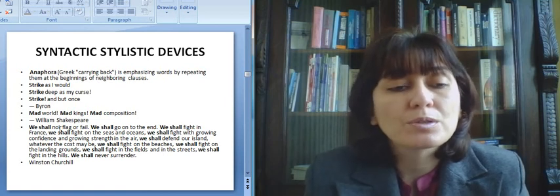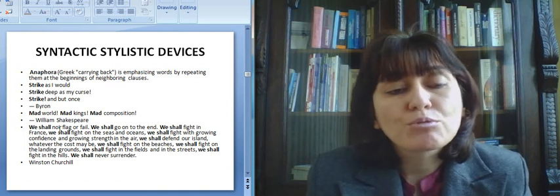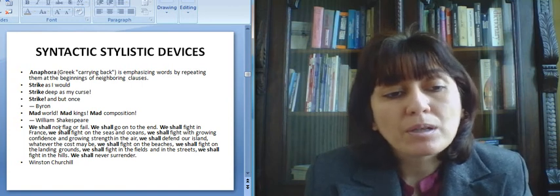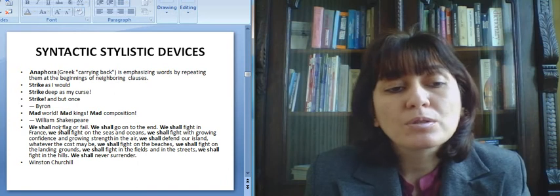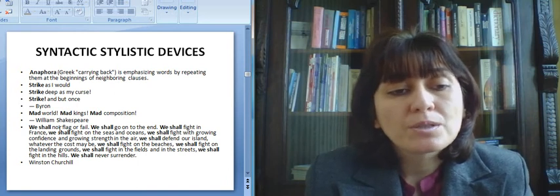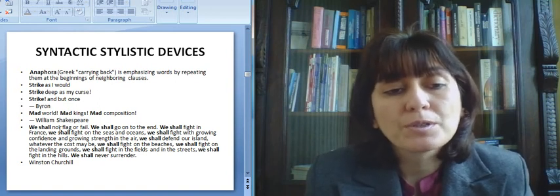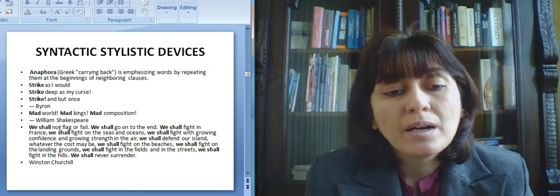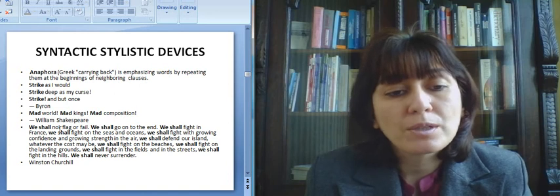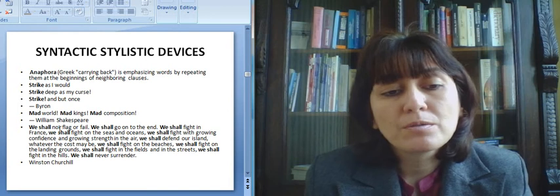Anaphora is a Greek word which means carrying back, and it is emphasizing words by repeating them at the beginning of neighboring clauses. For example, strike as I would, strike deep as my curse, strike, and but once. Or: mad world, mad kings, mad composition. Or: we shall not flag or fail, we shall go on to the end, we shall fight in France, we shall fight on the seas and oceans, we shall fight with growing confidence and growing strength in the air, we shall defend our island.